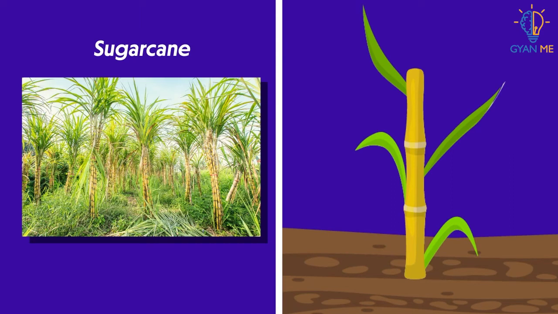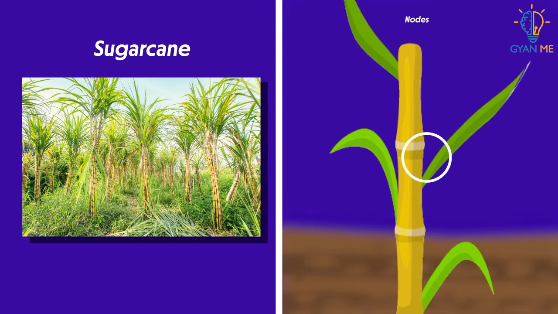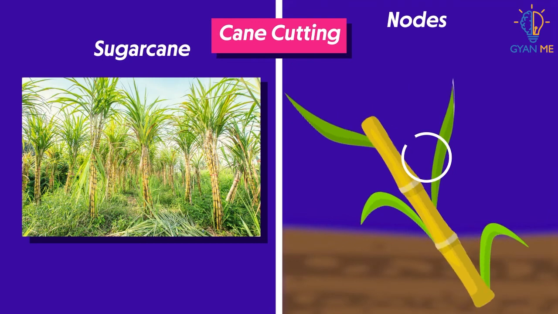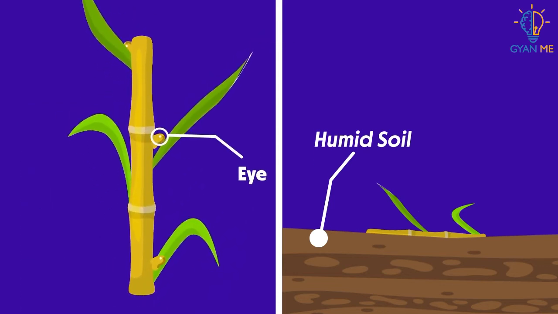Now for stems that are like sugar cane, take sections containing one or two eyes or nodes, and thus this method is called cane cuttings. Now place them horizontally with half of the cutting below the humid surface and their eyes facing upward. The eye refers to the bud which emerges at the axil of a leaf at each node.